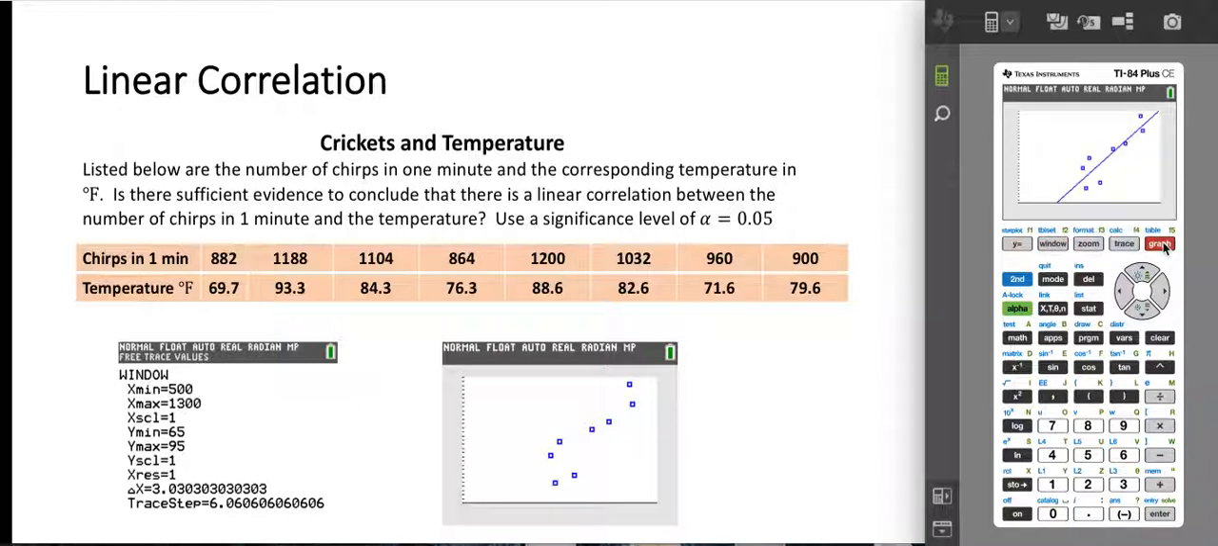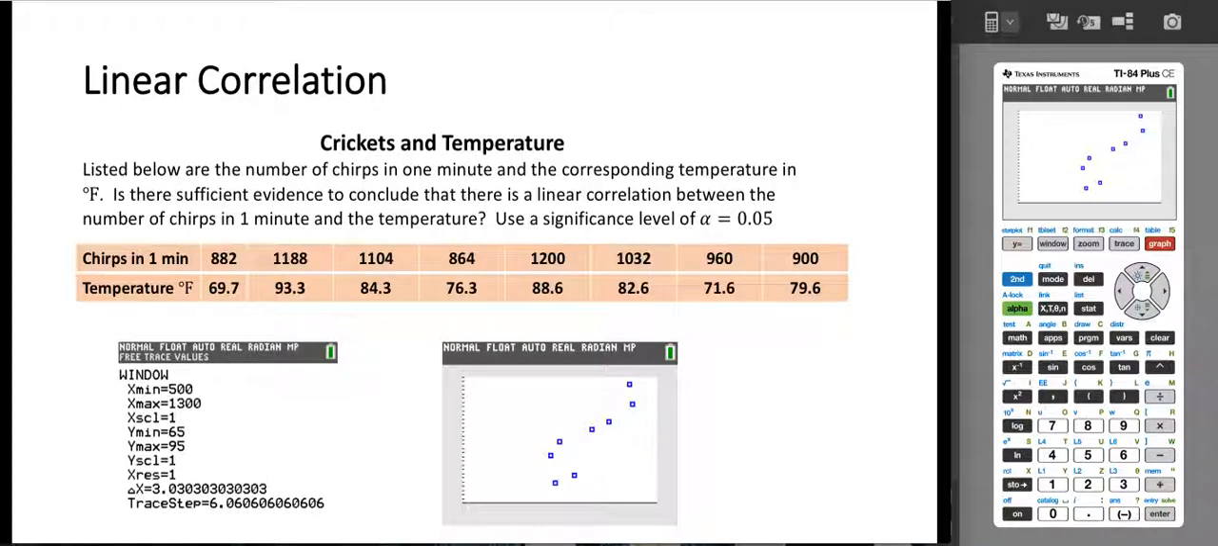Once I press graph, you'll see the graph. This line here, let me clear that out of there for you. So you'll see that's the graph that is on this screen. So there's the scatter plot. You're going to be asked to do that in the homework, so I wanted to make sure you knew how to do that.